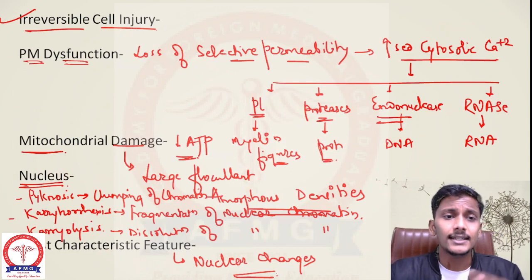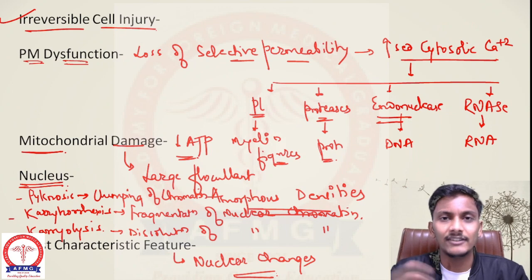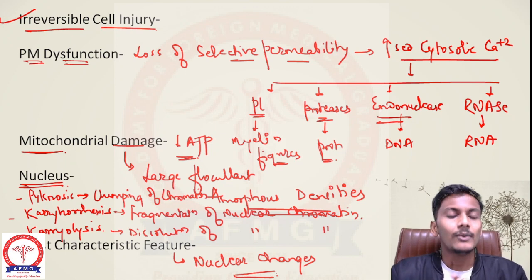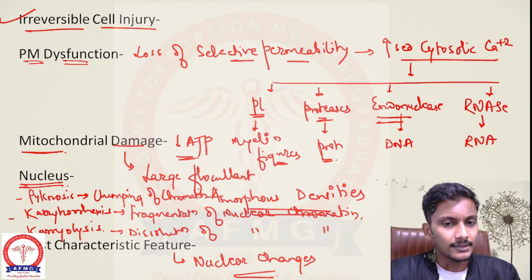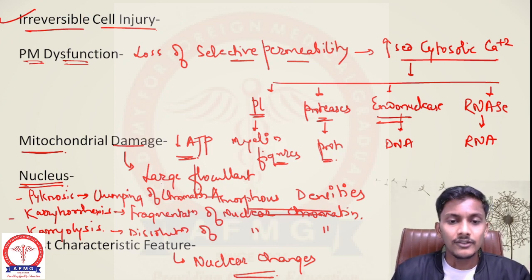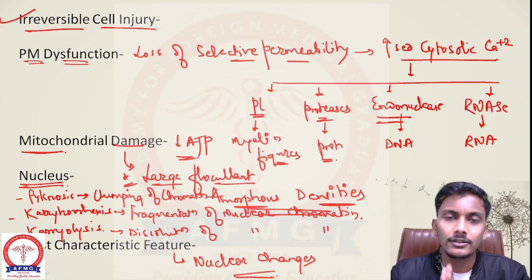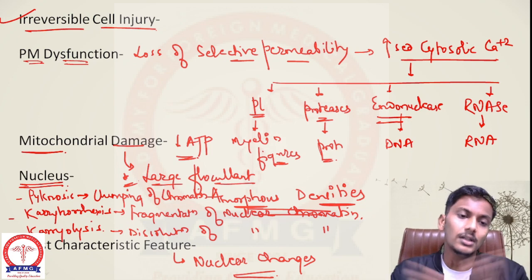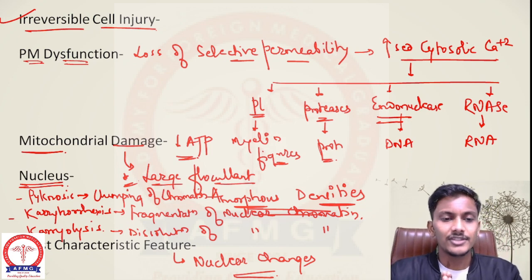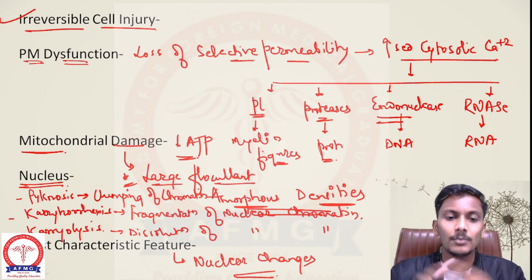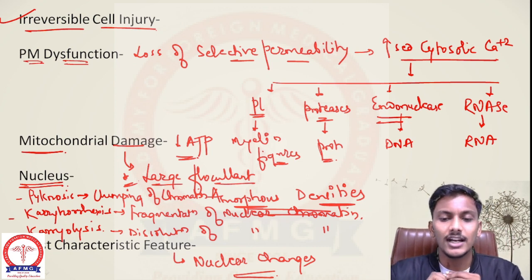Whereas in irreversible cell injury, there would be plasma membrane dysfunction, loss of selective permeability, increased cytosolic calcium, activation of different kinds of enzymes, myelin figure formation, and degradation of proteins, RNA and DNA. Mitochondrial damage would lead to decreased ATP synthesis, and there would be characteristic large flocculent amorphous densities. Please remember, large flocculent amorphous densities are not seen in reversible cell injury, they are only seen in irreversible cell injury. Decreased ATP synthesis is seen in both, reversible as well as irreversible. In the nucleus there would be changes like pycnosis, karyorrhexis, karyolysis, and the most characteristic feature of irreversible cell injury is your nuclear changes.